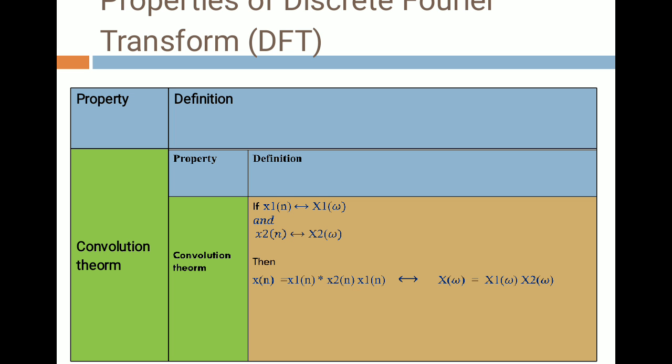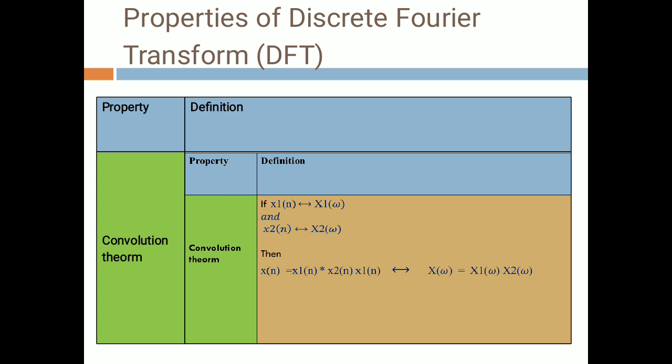So x1(n) after applying the DFT gives X1(omega), and x2(n) after applying the DFT gives X2(omega). Then after convolution of x1 and x2, we get x(n) equal to x1(n) convolved with x2(n). We get X(omega), that is the resultant after applying the convolution theorem, and X(omega) is equal to X1(omega) into X2(omega). So this is the convolution theorem of discrete Fourier transform.